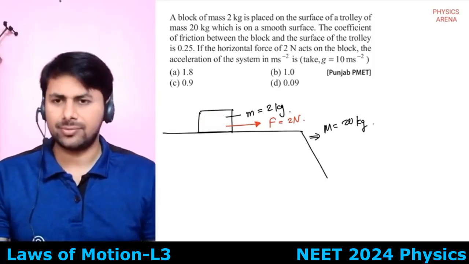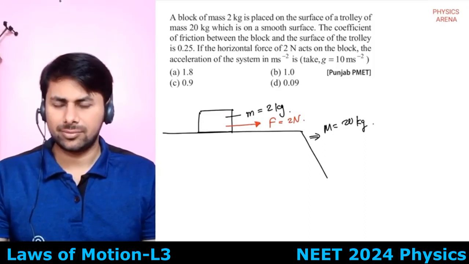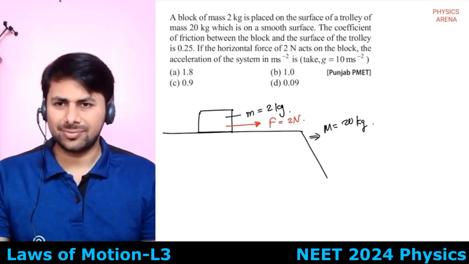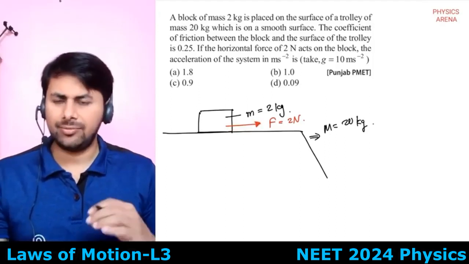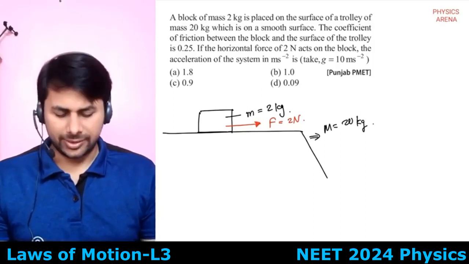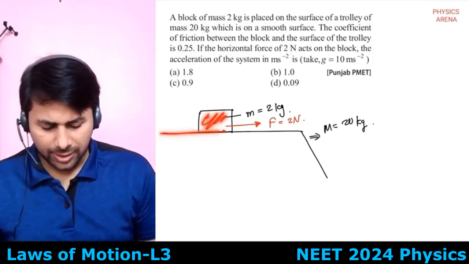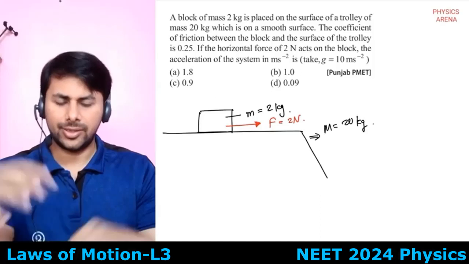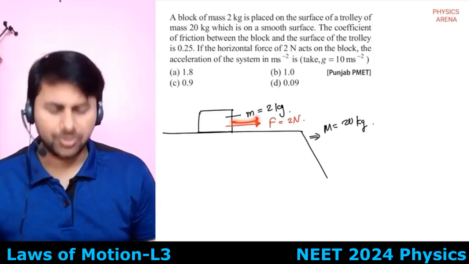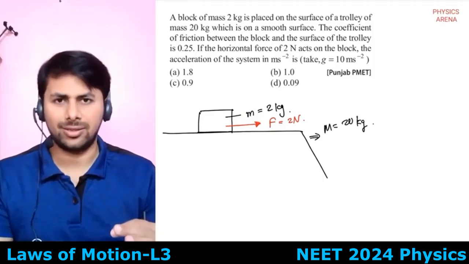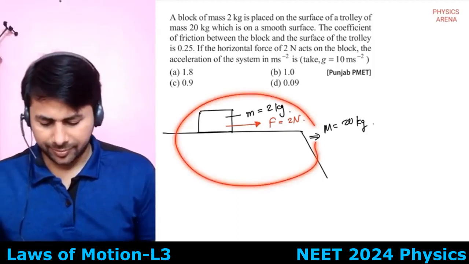Will this block slide? Yes or no? External force is less than the maximum frictional force, so it will not slide. Then what will happen? Now this block and the trolley are stuck with each other, and this is one system. You are exerting this force on this one system, if there is no internal movement, no sliding. So we need to check that.